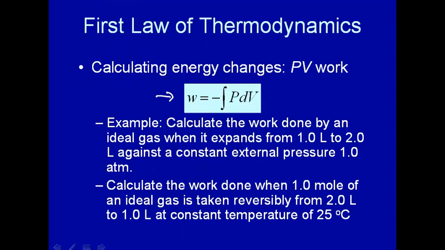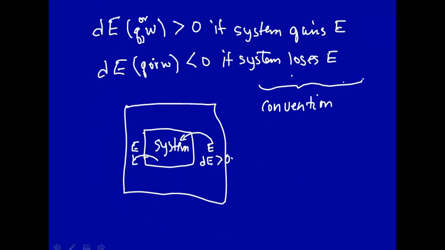Now let's do a couple of examples to see if we really understand it. First example: calculate the work done by an ideal gas when it expands from 1 liter to 2 liters against a constant external pressure of 1 atmosphere. Okay, so if we again look at our standard physical chemistry diagram of pressure-volume work done on or by gases, this is the piston. You can go up or down.